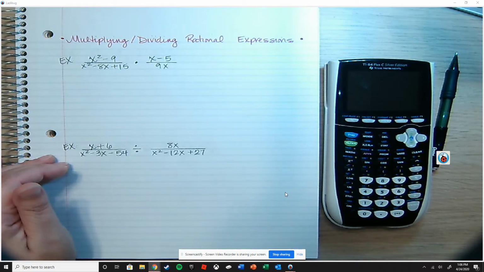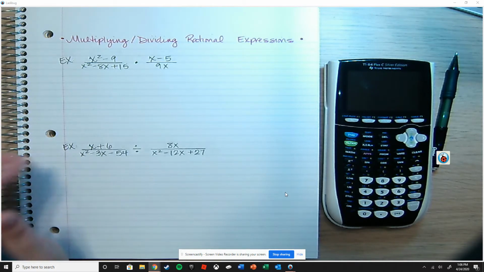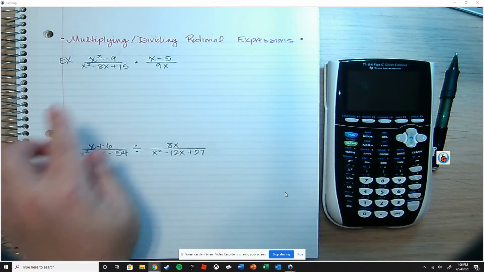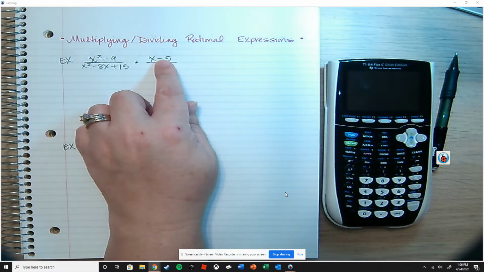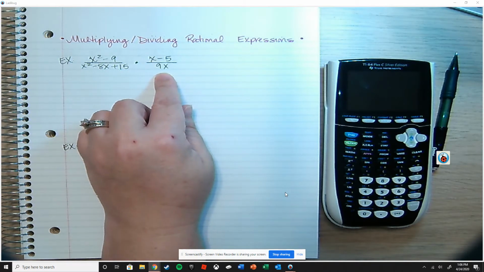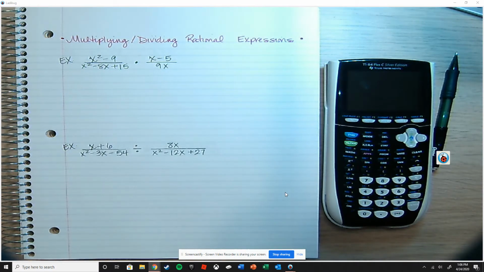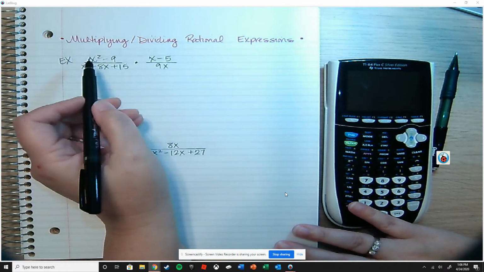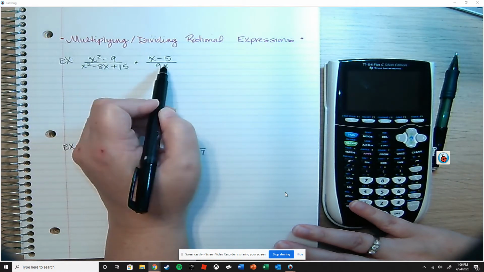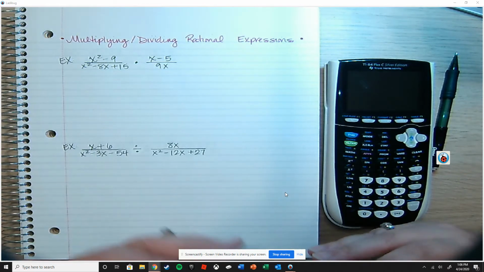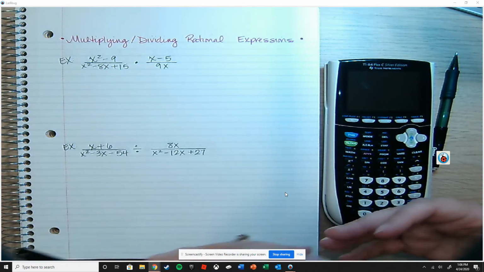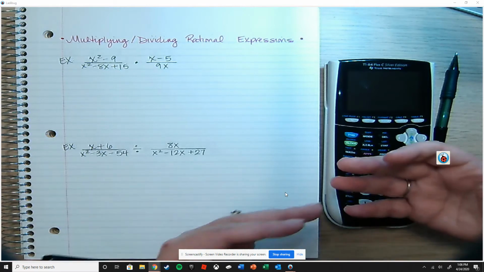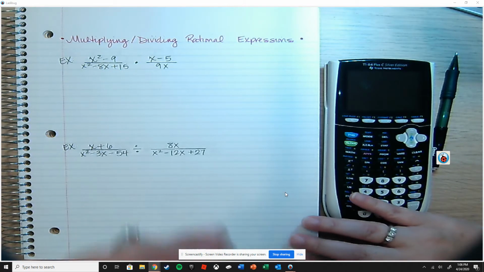All right. So if I look at my first example, I have x squared minus 9 divided by x squared minus 8x plus 15 times x minus 5 over 9x. All right, so you've got to remember multiplying fractions from when you were in grade school. When you multiply fractions, you multiply across, okay? But we've now put these expressions in here, and multiplying those together can be very cumbersome and then having to factor those again. So we're going to factor first.